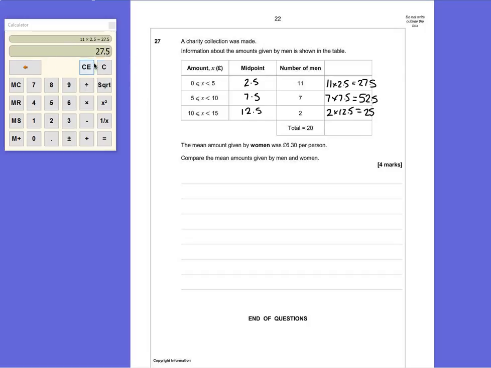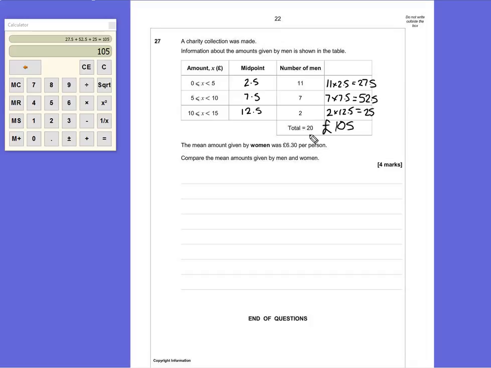Now, this is just going to be an estimate. You can only ever estimate from grouped frequency tables like this. But if we put these values together, add 25, we see that the men raised a total of £105. But this doesn't tell us what the mean is yet.